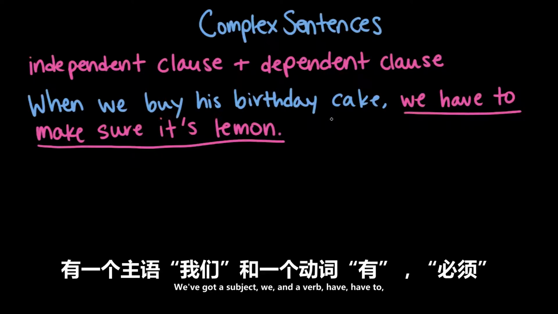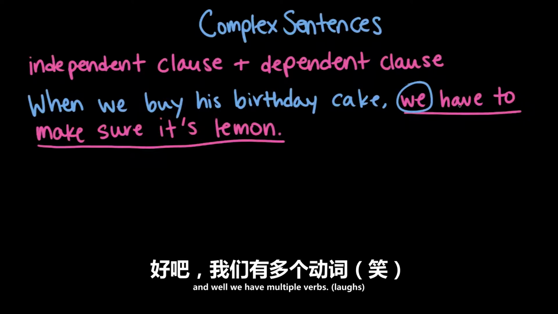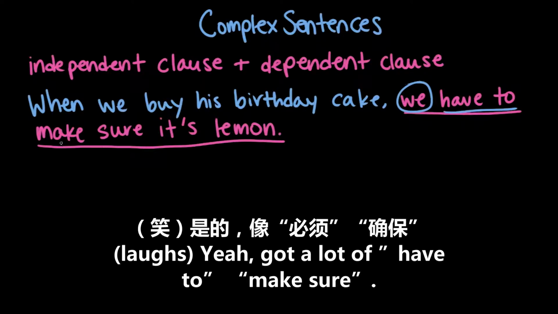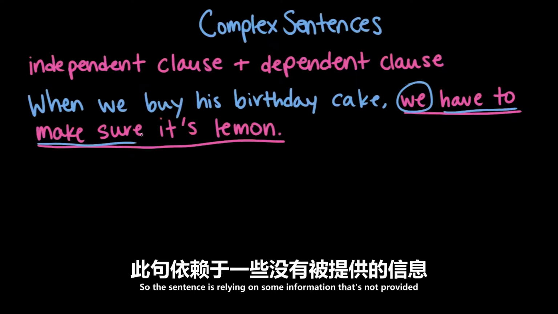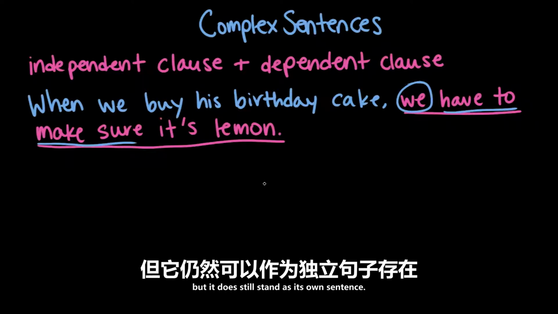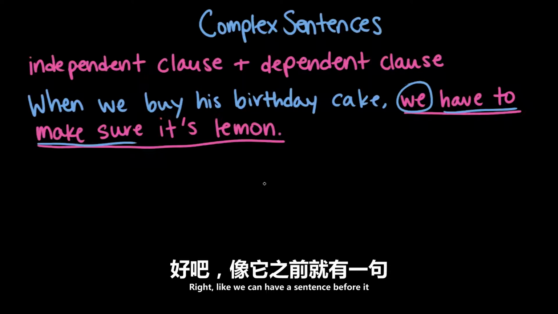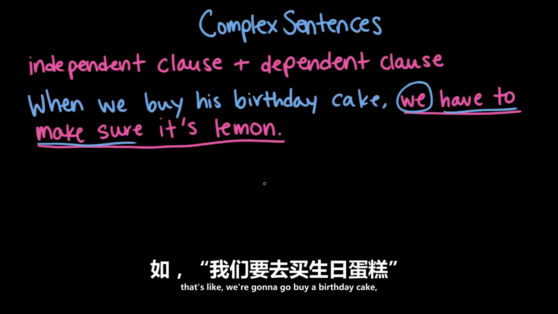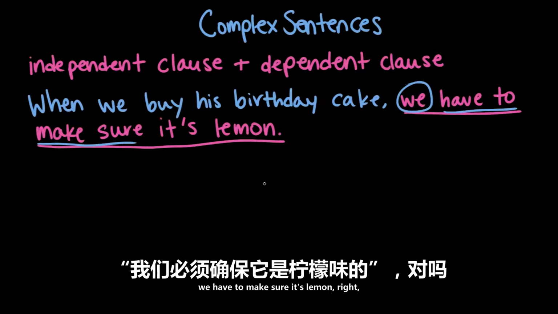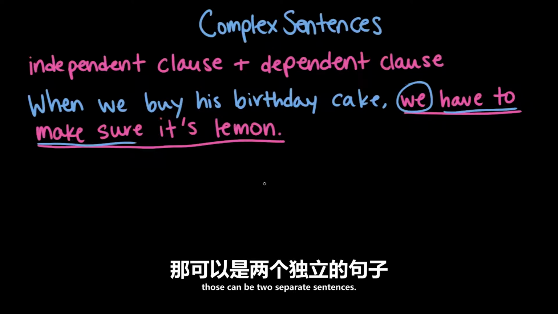We've got a subject, we, and a verb, have to, and, well, we have multiple verbs. Yeah, got a lot of have to make sure. So the sentence is relying on some information that's not provided, but it does still stand as its own sentence. Right, like we could have a sentence before it that's like, we're going to go buy a birthday cake. We have to make sure it's lemon, right? Those can be two separate sentences.